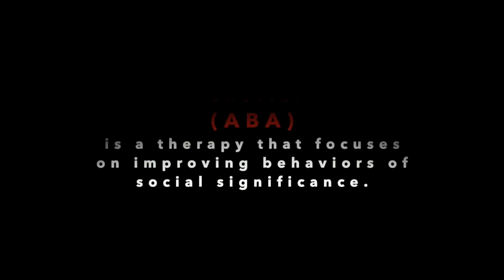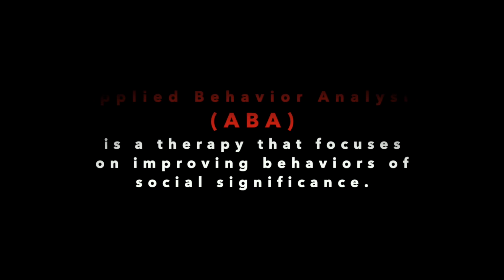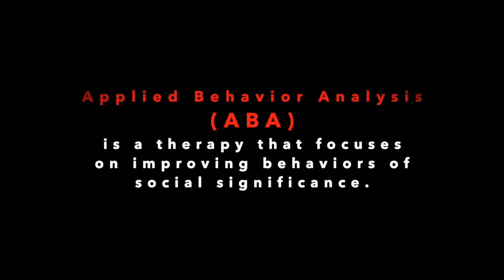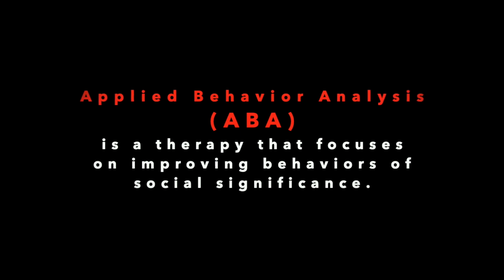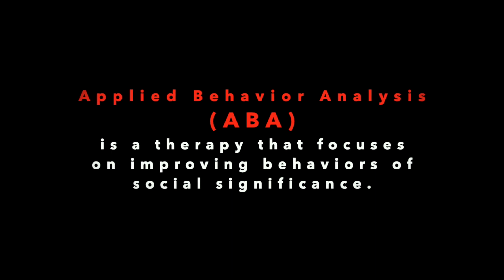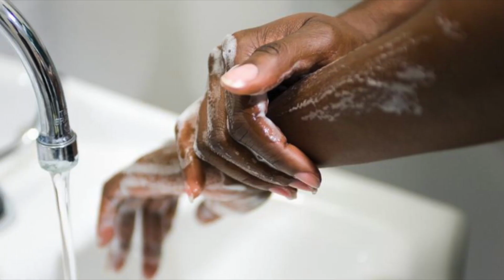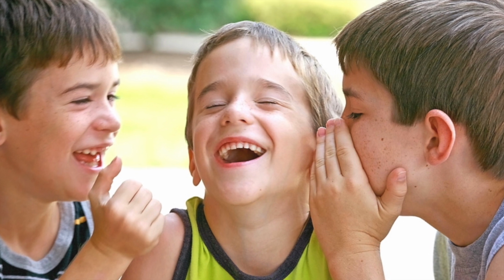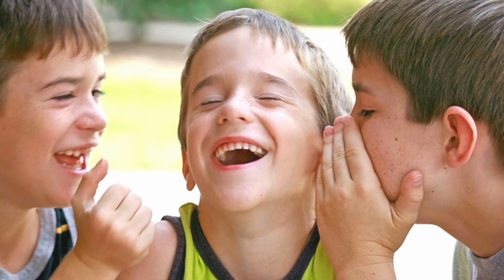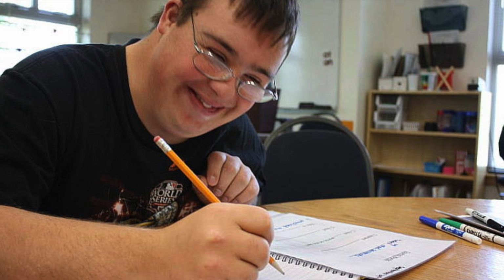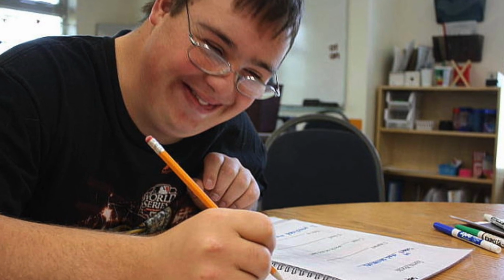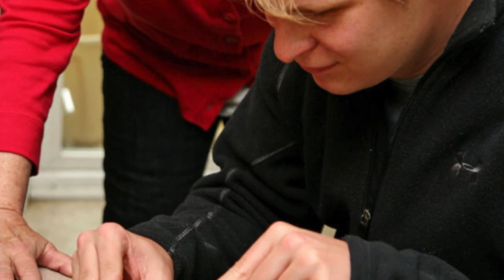Before we get started, let's define what ABA is. We hear that term a lot these days. Applied behavior analysis is a type of therapy interested in improving behaviors of social significance. This means we seek to improve a person's communication and language, self-care, such as eating, showering, dressing, to social interaction, motor skills, and academic learning. You can think of it as we help a person develop to his or her full potential so that they can lead meaningful lives in their families and communities.